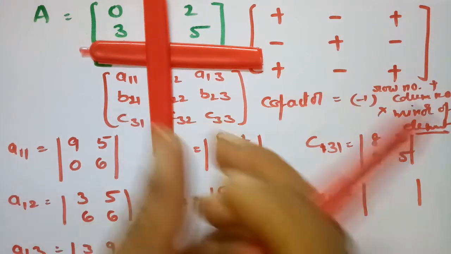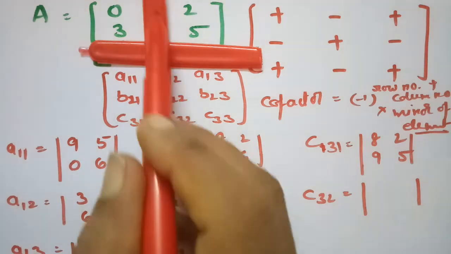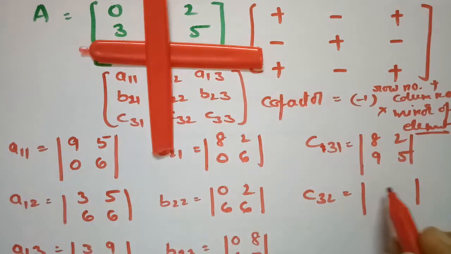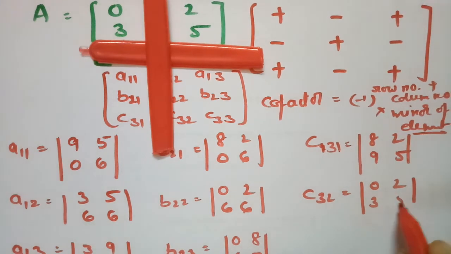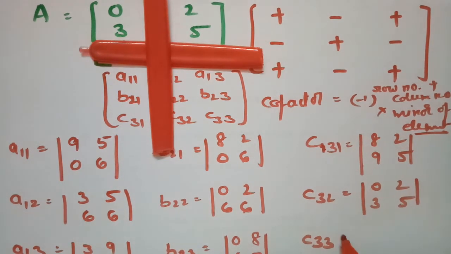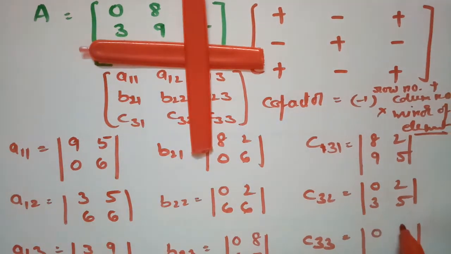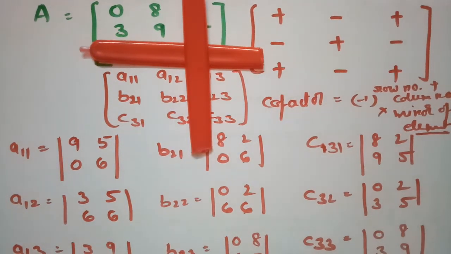So row 3 and column 3. This position I need. So I have to close this row as well as this column. This will be 0235. This is 02 and this is 35. And this is row 3, column 3. And this will be, see here, this is 08 and this is 39.